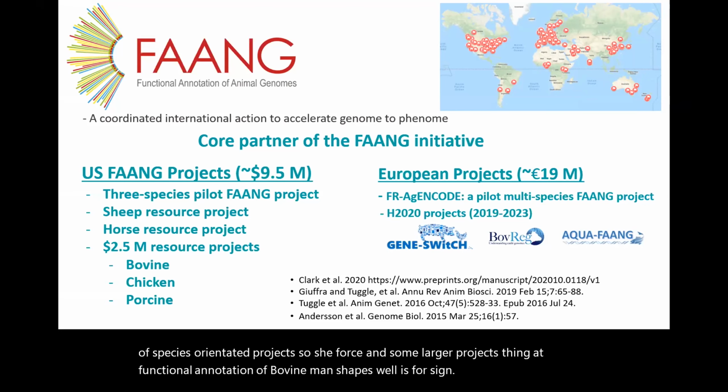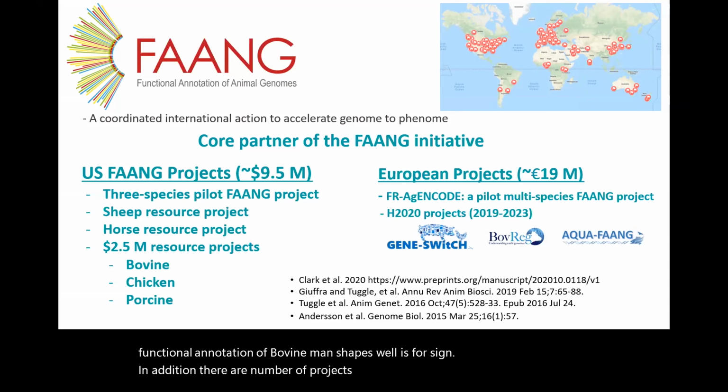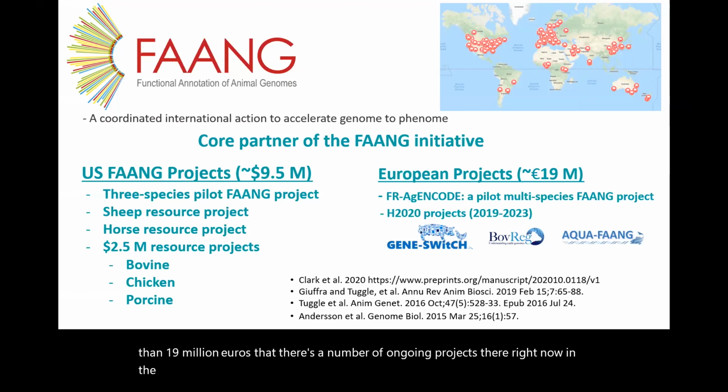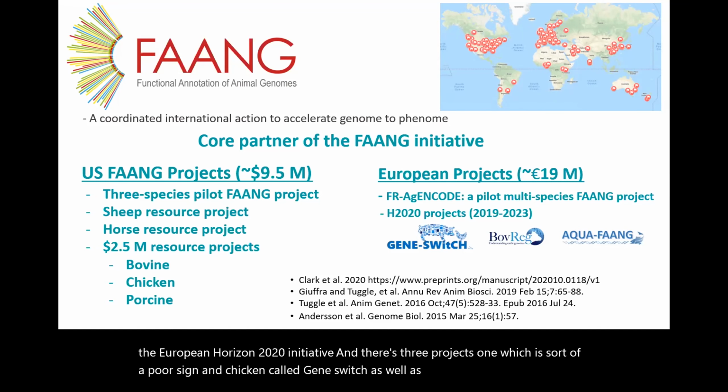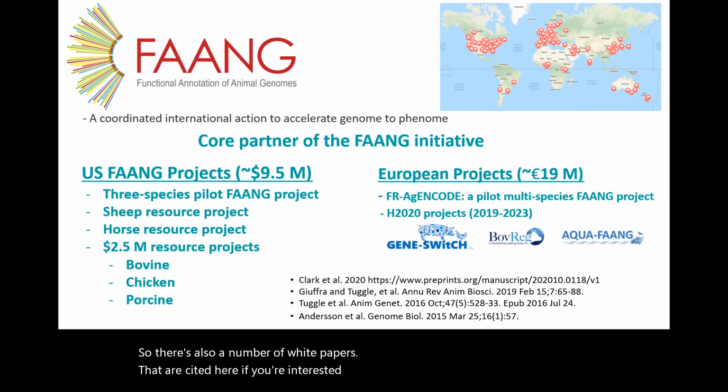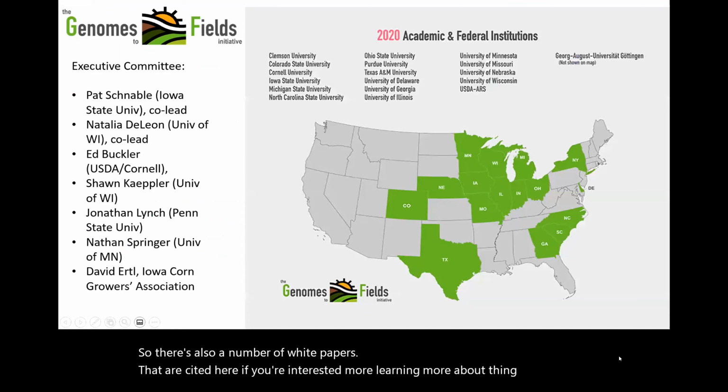In addition, there are a number of projects from the European side, totaling greater than 19 million euros. There are a number of ongoing projects there right now in the European Horizon 2020 initiative. There are three projects, one which is porcine and chicken called GENE-SWitCH, as well as BovReg and AquaFAANG. There are also a number of white papers that are cited here if you're interested in learning more about the FAANG initiative. Next slide, please.